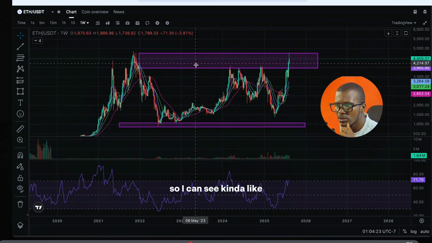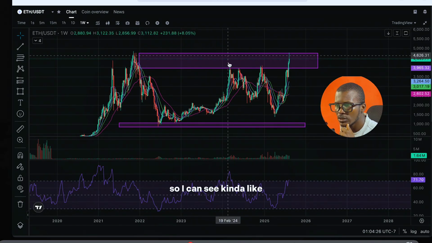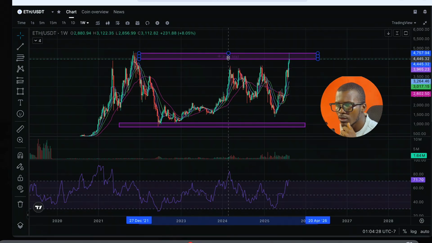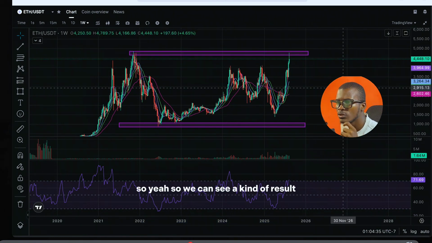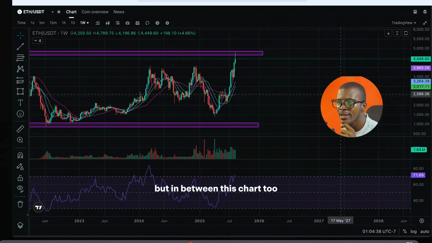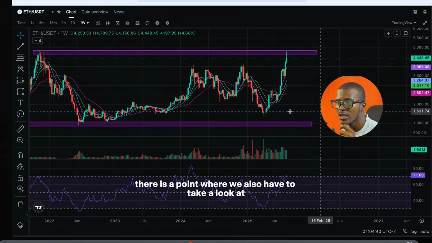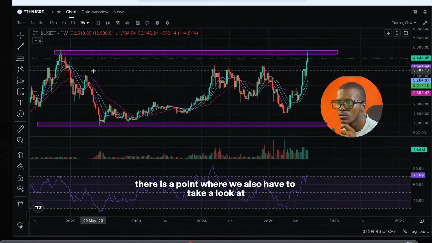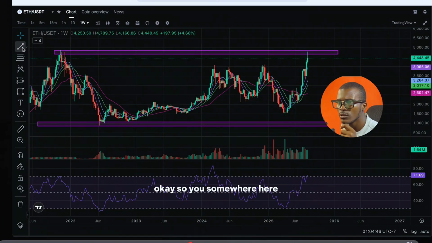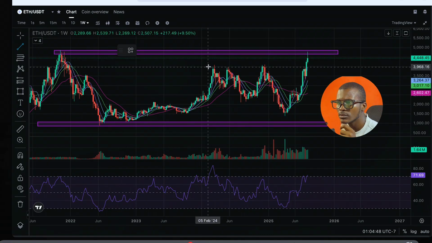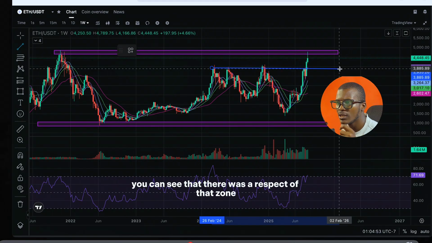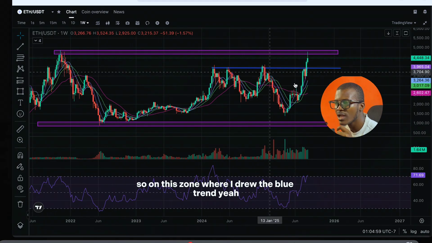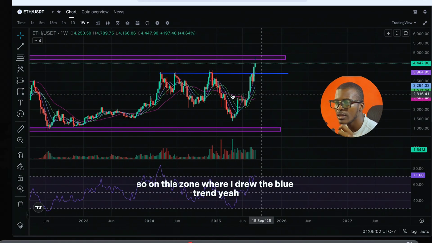So we can see a kind of resistance, but in between this chart too, there is a point we also have to take a look at, somewhere here. And if we also check, you can see there was a respect of that zone, the zone where I drew the blue trend.